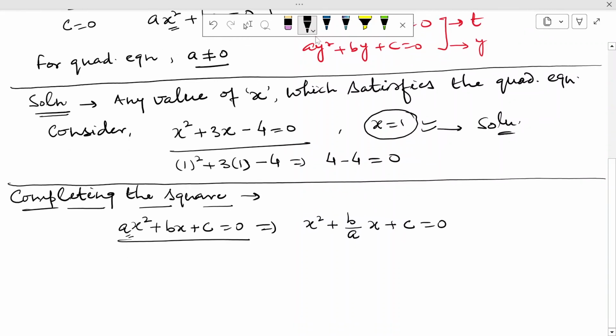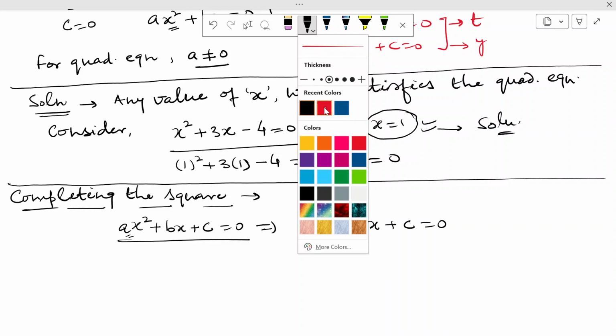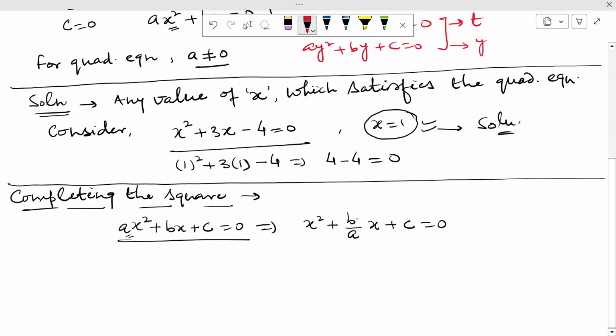Now you have to focus on the coefficient of x here and its sign also, meaning whether it is of positive sign or with negative sign. So you have to take care of these two things.